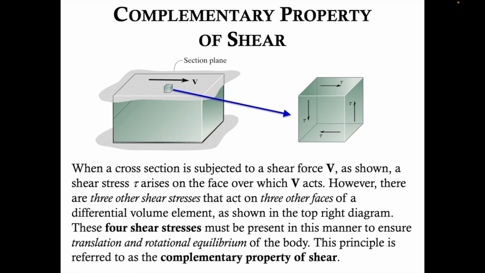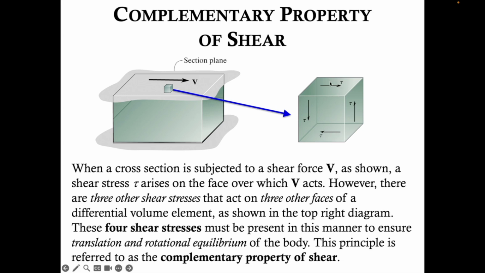However, there are 3 other shear stresses that act on 3 other faces of a differential volume element as shown in this diagram on the right. These 4 shear stresses in total must be present in this manner to ensure translational and rotational equilibrium of the body. This principle is referred to as the complementary property of shear, and it does become very important in future chapters. To have equilibrium of forces, we need to have a shear stress tau on this bottom face in the opposite direction to that one.